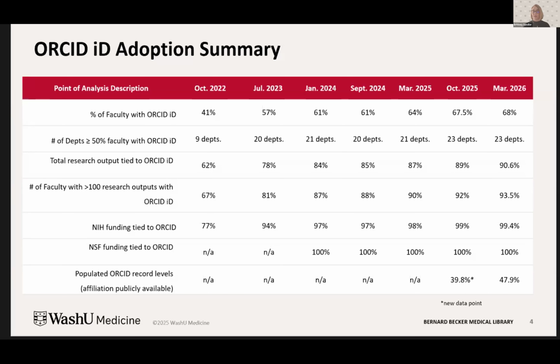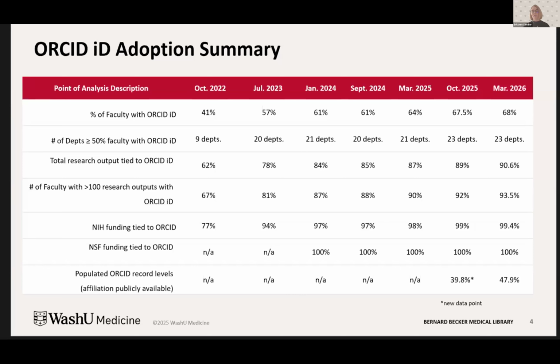We've been doing this since October of 2022. We do it biannually. The most recent one was in March of this year. As you can see, the numbers are all trending in the right direction, which is great. So my colleagues and I are apparently giving the message nicely, which I'm happy about. But I will say, if I point out NIH funding, when we first started this, only about 77% of the NIH funding that WashU was getting, we could tie back to somebody that had an ORCID ID. We're now up to almost 100%. So that's great. And then same thing with the ORCID record levels.